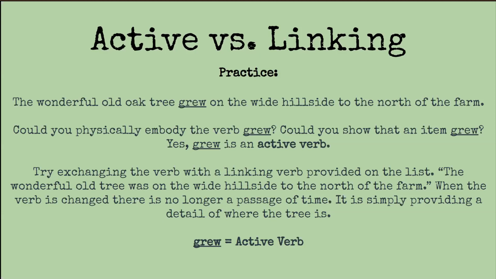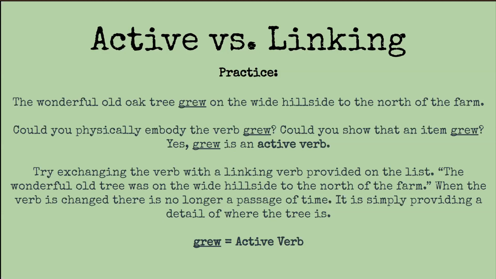Now, something else that I suggest with active versus linking verbs is to try to exchange the verb in the sentence with a linking verb from the list. So if I rewrote the sentence to "The wonderful old tree was on the wide hillside to the north of the farm." Well, "was" in this sense doesn't dictate any sense of time. It was there when I walked by it yesterday, and when I walk by it tomorrow, it will still be there. But there's no passage of time, which means that there's nothing active about that verb. That fundamentally changes the sentence.